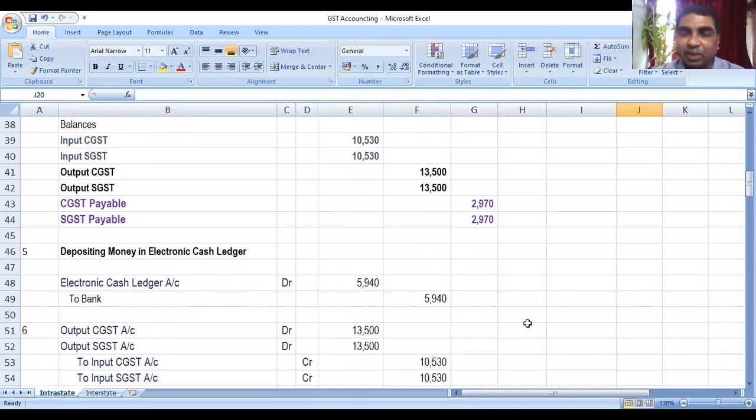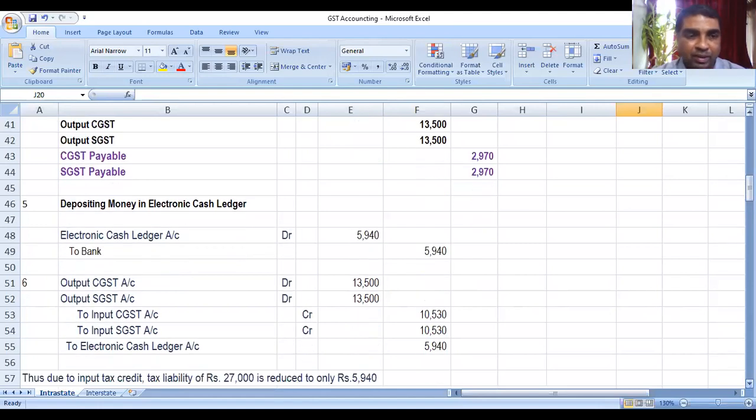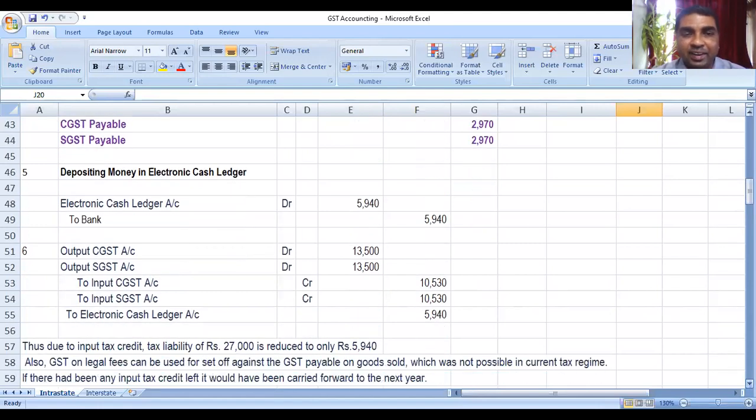At the year end, whatever money is left in this electronic cash ledger is also a current asset. That has to be shown under current assets, under cash and cash equivalents. That is one part. Then finally, the output liability has to be settled: output CGST amount this month, output SGST amount this month.